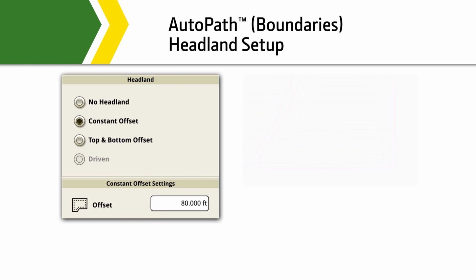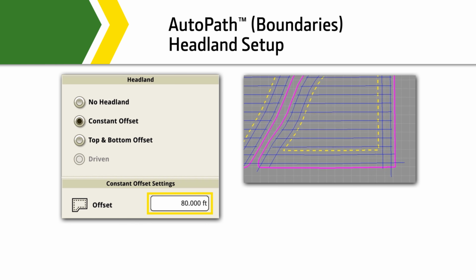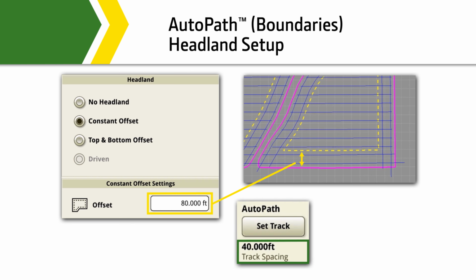In this example, I have a headland offset of 80 feet. I also have an AutoPath track spacing of 40 feet. So doing some quick math, with an 80-foot headland and a 40-foot guidance track spacing, I'll get 2 guidance tracks around the edge of the field. This works out nicely, and that's what I need.